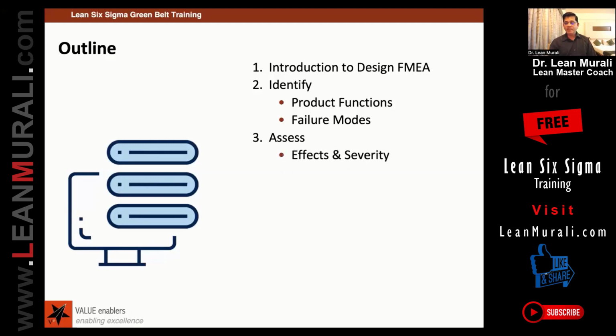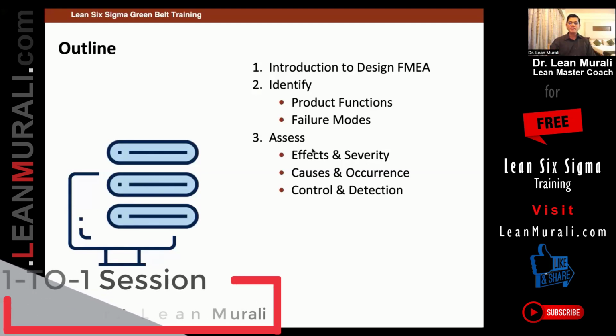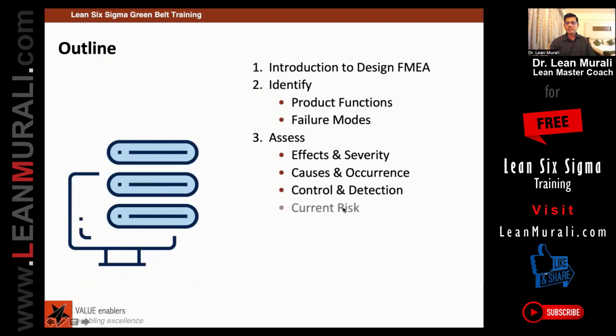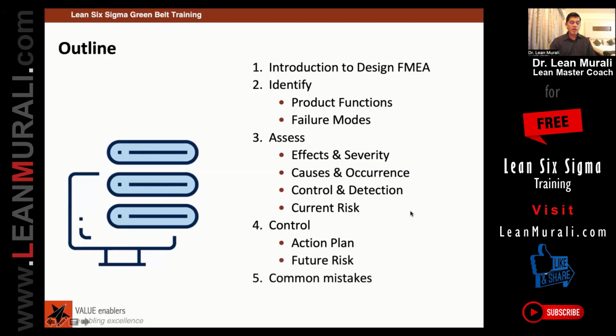Then we assess the effects and severity, occurrences, and that's why I said assess is 4 numbers, right? Identify is the product functions and failure modes, that is 1, and assess is effect severity, causes and occurrence, control and detection, and assess the current risk. And then control is action plan and future risk. Let's dive deeper, and we'll also see what are the common mistakes that we make in our design FMEA.